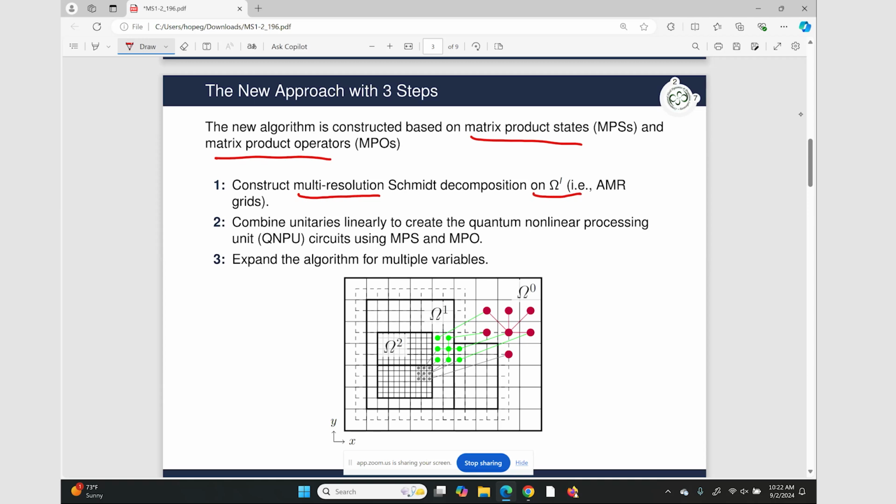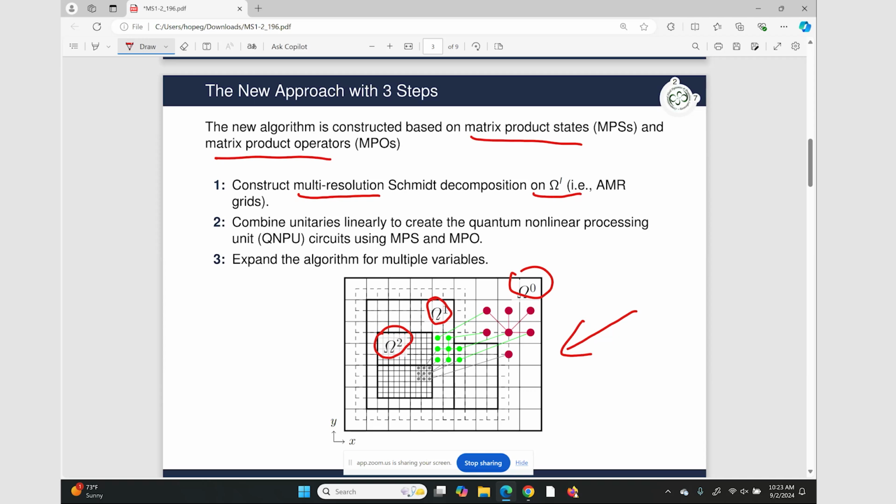This Omega L is a composite grid. You see this figure here. Essentially, I have an AMR grid, adaptive mesh refinement, with two-level refinement. Omega 0 is the coarse level, this is the intermediate level, and this is the fine level. I just use the two-level refinement as an example. This AMR grid also has time refinement with subcycling, so basically space-time refinement.